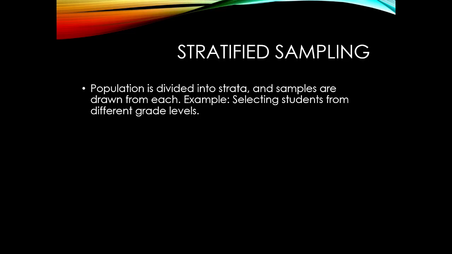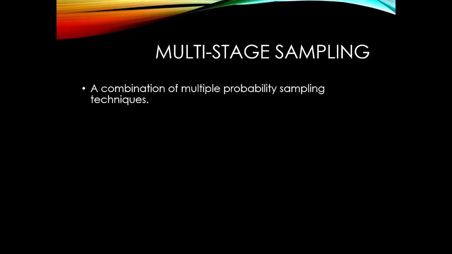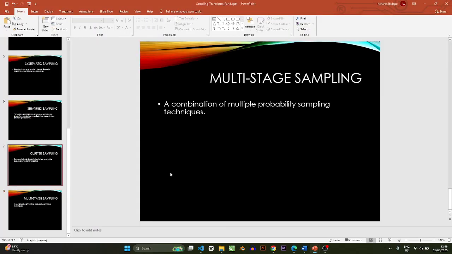And finally, in the probability sampling technique, we have the multi-stage sampling technique. This is a combination of different probability sampling techniques. We'll do it from the simple to the complex population. We can use a combination of systematic, stratified, and simple random sampling techniques.